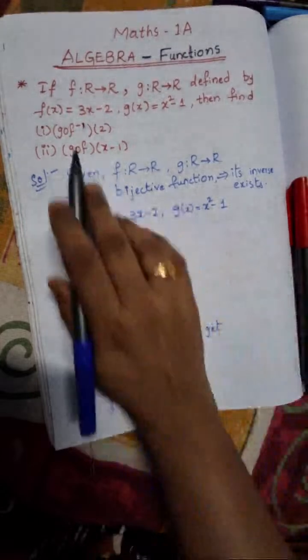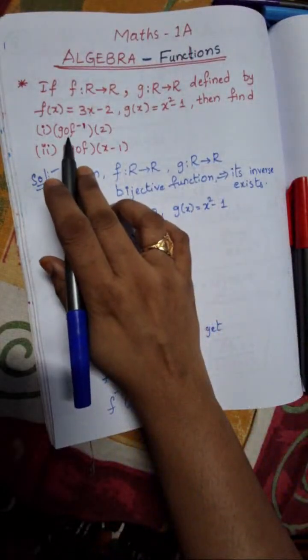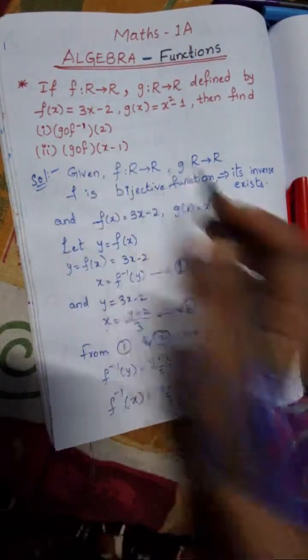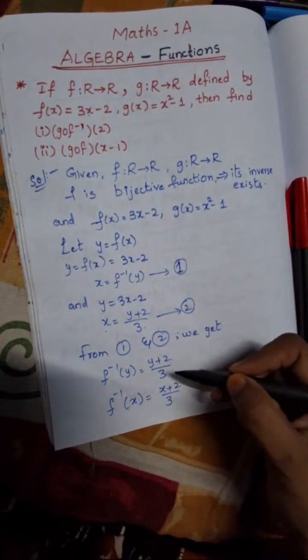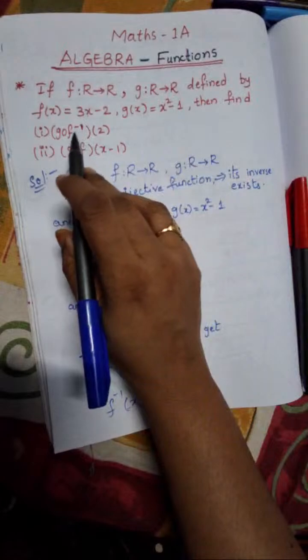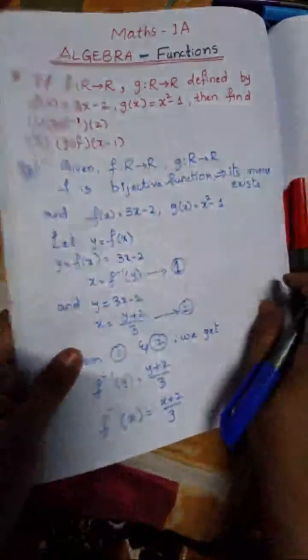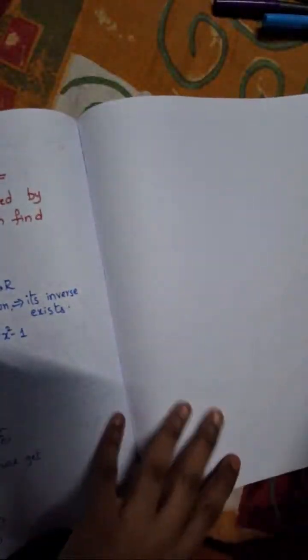Now we can easily find this one. First, g of f inverse of 2. So we have f inverse of y and f inverse of x. So substitute this value in g circle f inverse, first we have to take this.